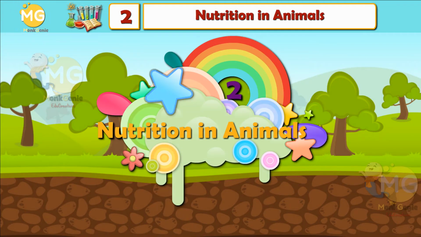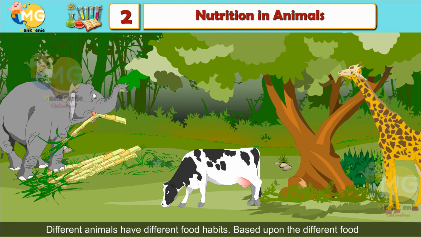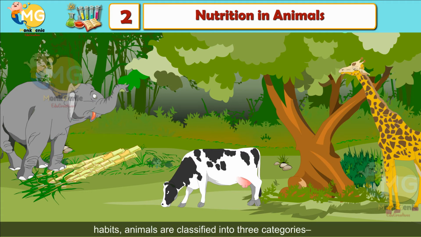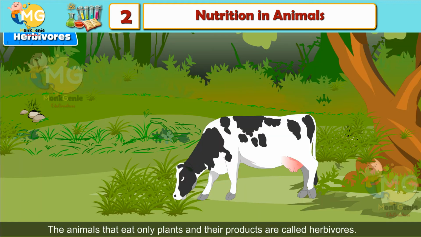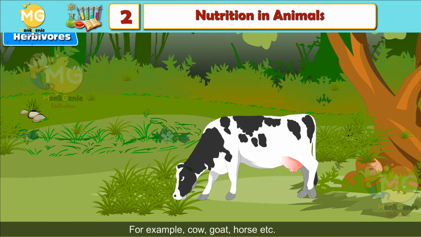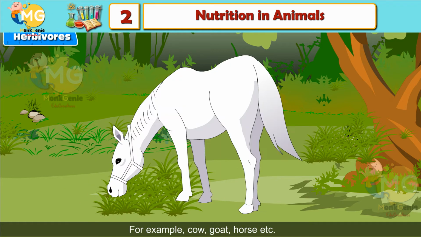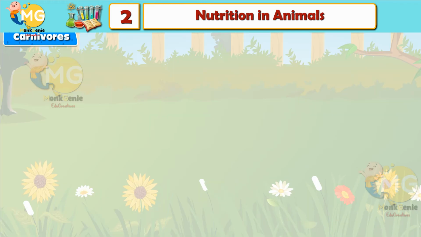Chapter 2: Nutrition in Animals. Different animals have different food habits. Based upon the different food habits, animals are classified into 3 categories. Herbivores. The animals that eat only plants and their products are called herbivores. For example, cow, goat, horse, etc.